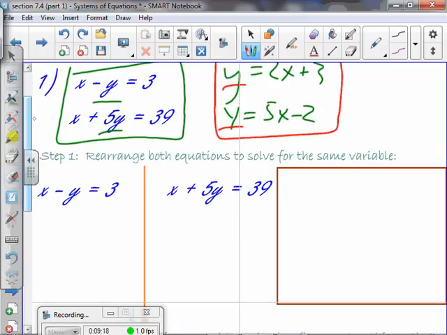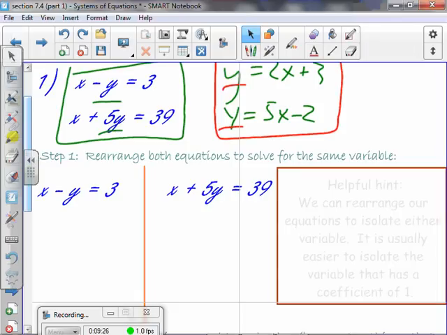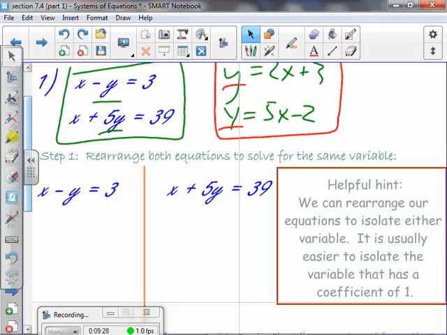Now step 1 is to get one of the variables by itself. Let's look at this helpful hint over here in the box. We can rearrange our equations to isolate either variable. We can either get y by itself or get x by itself.